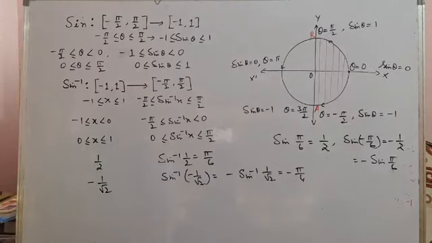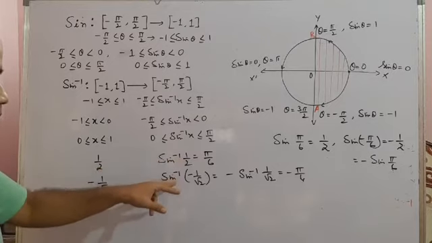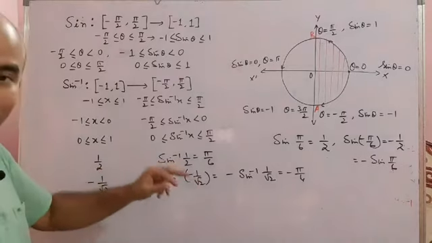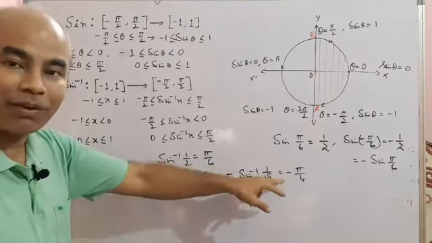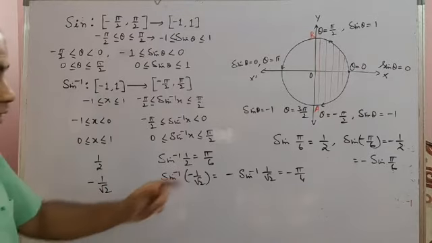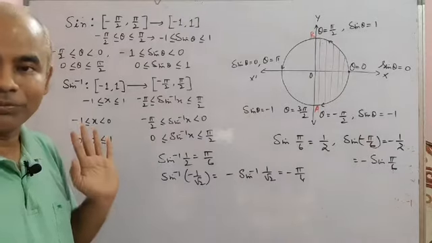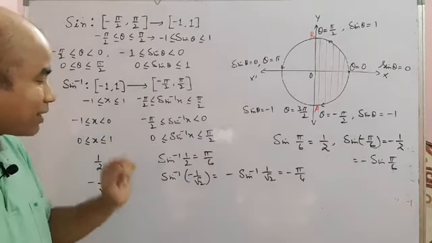So whatever you have calculated, sin inverse of 1 by 2 and sin inverse of minus 1 by root 2, that is pi by 6 and minus pi by 4. These are nothing but the images of 1 by 2 and minus 1 by root 2 in the function sin inverse. These images are called the principal value. Okay, so what is principal value?